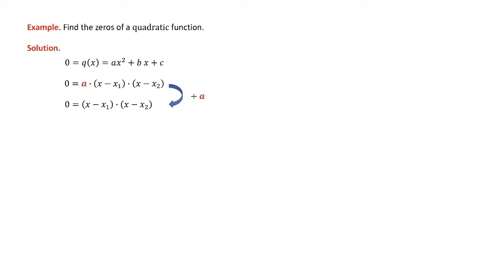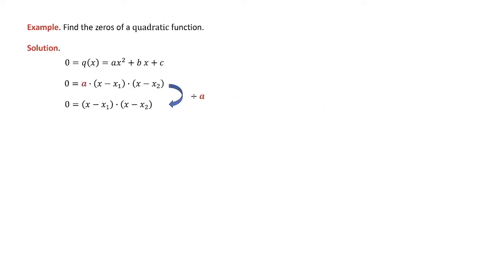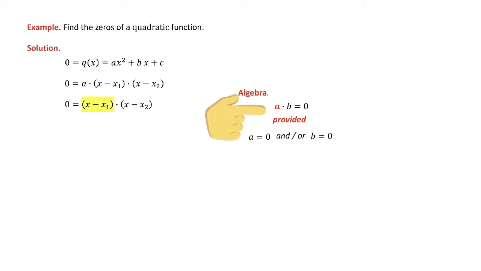Notice the a comes out in front. Now a is not zero, or it wouldn't be a quadratic function. So I'll divide by a, and I just have these two terms. Again, there has to be math behind it. Well, here's the algebra rule. If you have a times b equals 0, that's my a term, and that's my b term here, equals 0.